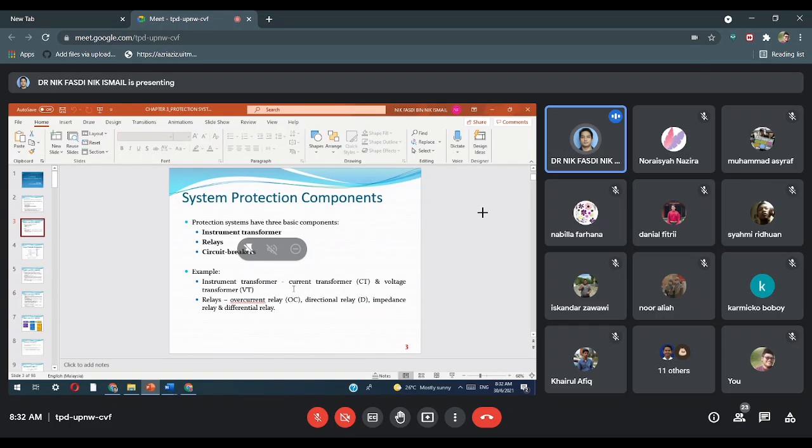...been applied in the power system. So basically kita ada these are the relays. We have overcurrent relays. You tahu kalau konsep overcurrent relays ni, operating dia based on the pickup current.